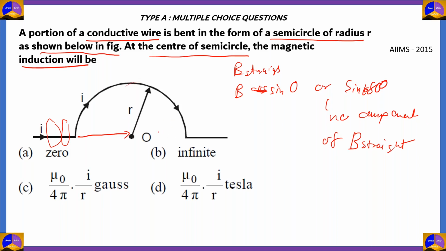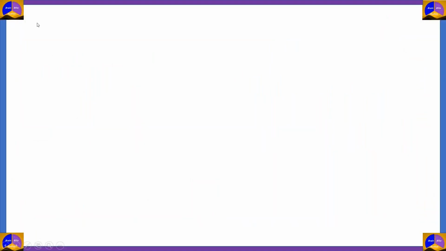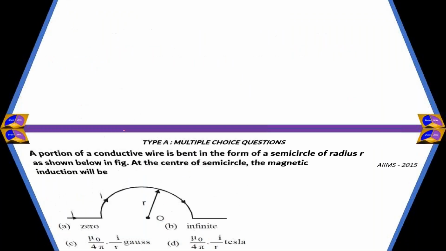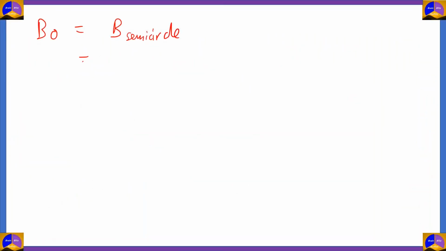Now the only component that comes here is the component of the semicircle. So the magnetic field at the point O is the magnetic field due to a semicircle. Now we know that a semicircle is basically half of a circle. So the magnetic field will also be the same. So it'll be half of B circle.